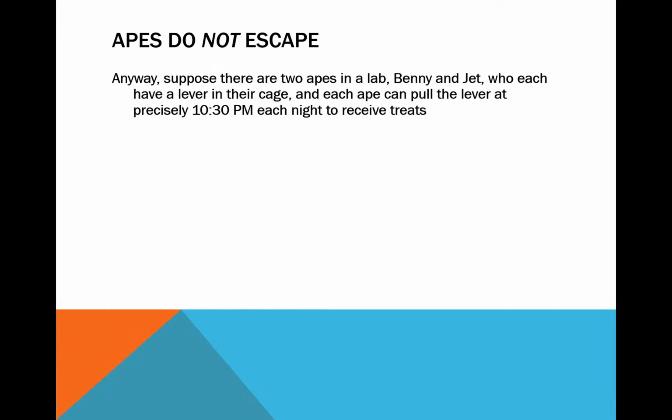Suppose that there are two apes in a lab, Benny and Jet, who each have a lever in their cage, and each ape can pull the lever at precisely 10:30 p.m. each night to receive treats. They have a 1-second window at 10:30 p.m. precisely where they can pull it, whoosh, and they get treats. When Benny pulls the lever at 10:30, he gets 4 treats. So he pulls it, clunk, clunk, clunk, clunk, he gets 4 treats. Now, when can he get more treats?